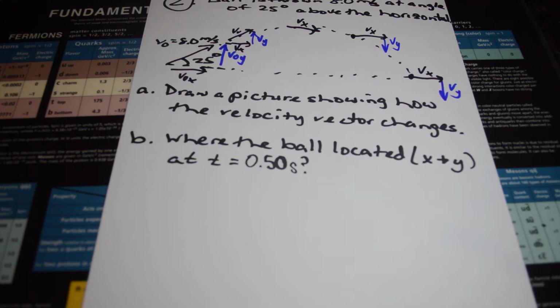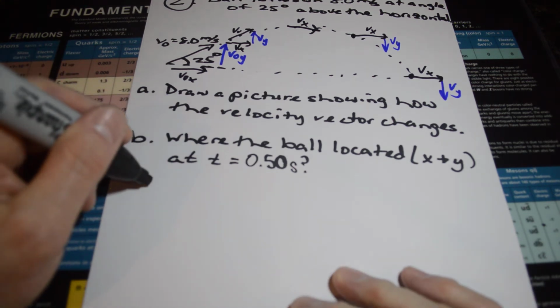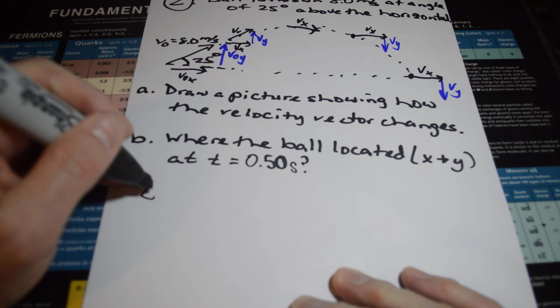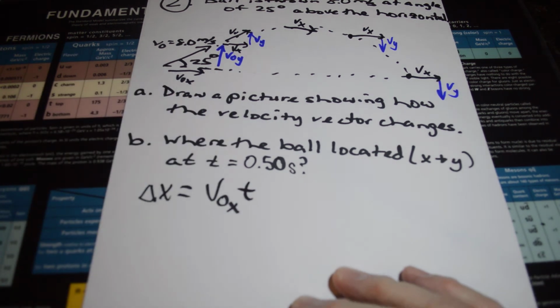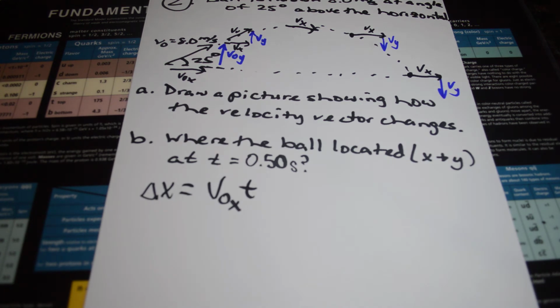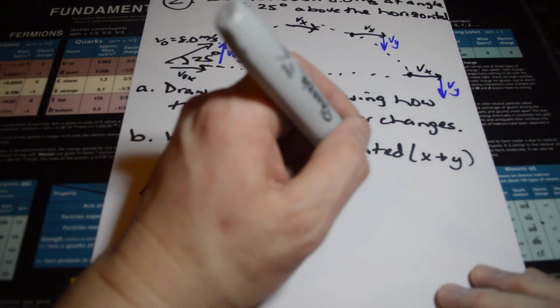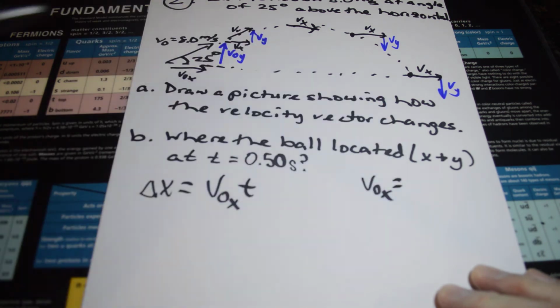So then you can go ahead and just calculate. It wants to know x and y. Well, delta x, again, is a pretty straightforward calculation. It's v naught x times t. Well, you would have to calculate what v naught x and v naught y are.